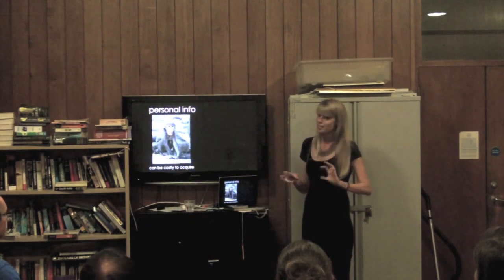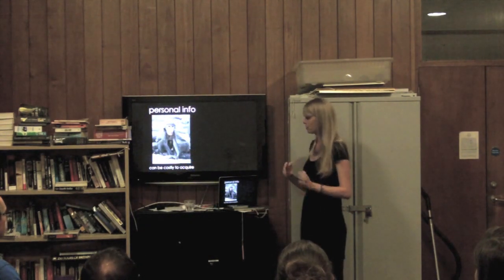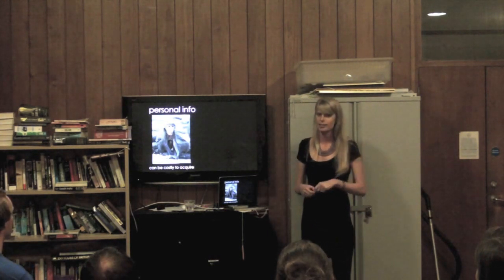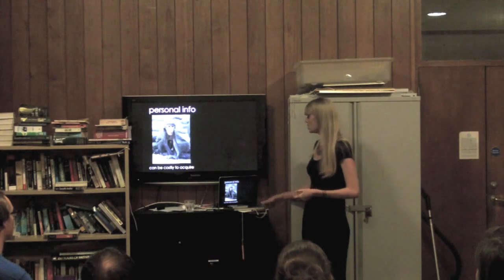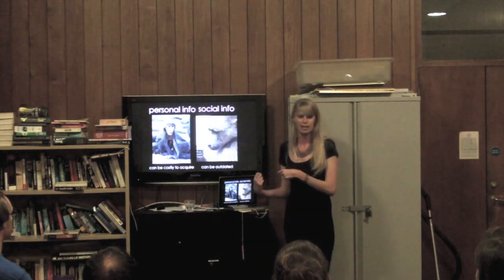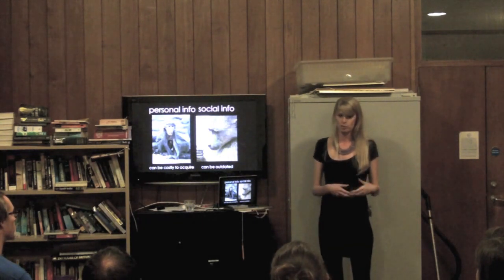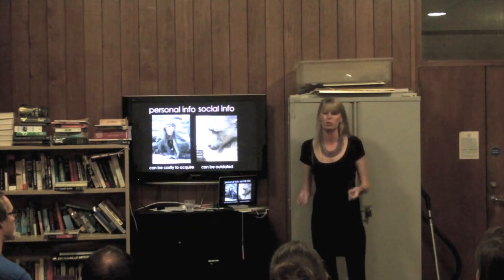So to summarize the personal information and social information trade-offs, personal information can be quite costly to collect. It's time-consuming, as I mentioned before. But the problem with social information is it can be outdated. So an individual might choose to use social information because it's quite cheap to collect, but it's not always accurate.